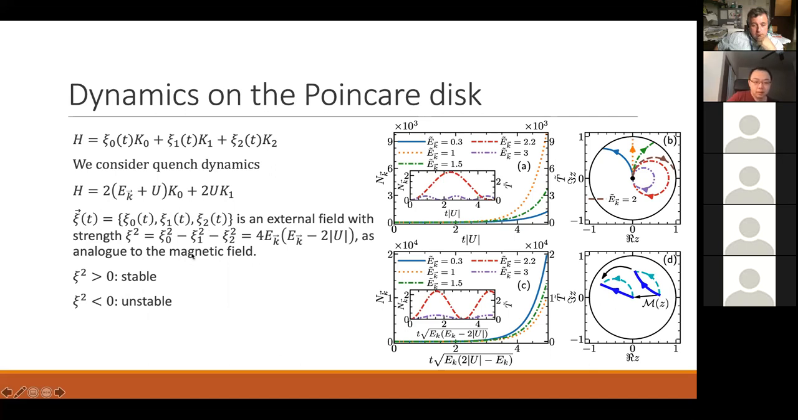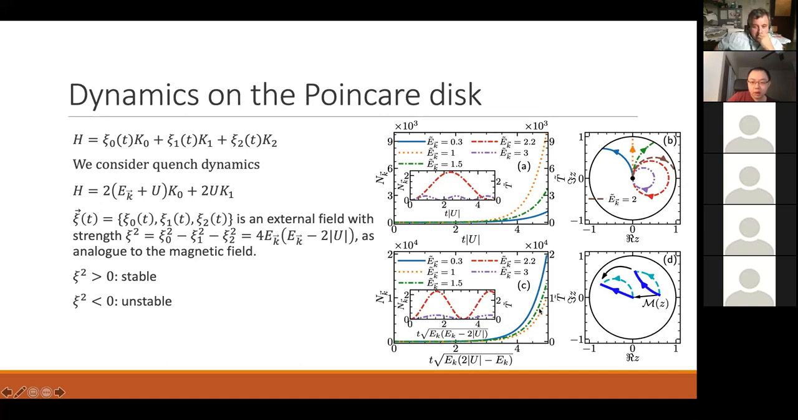Here are some dynamics for the same absolute value of U but different EK. As one can see, we have a simple observation, which is that the particle number in this state, which we call the resonant state, where EK equals the absolute value of U, will grow the fastest. For the other states, the particle number will grow slower than this resonant state. So here is one observation, and this one has a geometrical correspondence on the Poincaré disk.